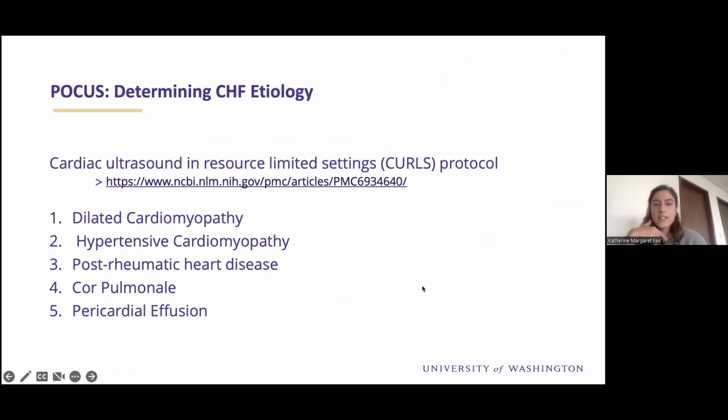And so putting these 5 diagnoses in the forefront: dilated cardiomyopathy, hypertensive, post-traumatic, and coronary, as well as pericardial effusion, which of course can have some of the similar symptoms. I want to highlight a protocol that was published semi-recently called the CURLS protocol, which is, I believe, in South Africa, teaching learners at the level that I most commonly interact with, so medical officer interns, to do a single view cardiac POCUS to be able to diagnose the etiology of the heart failure based on different structural signs. And so we'll see how well all of you would do.